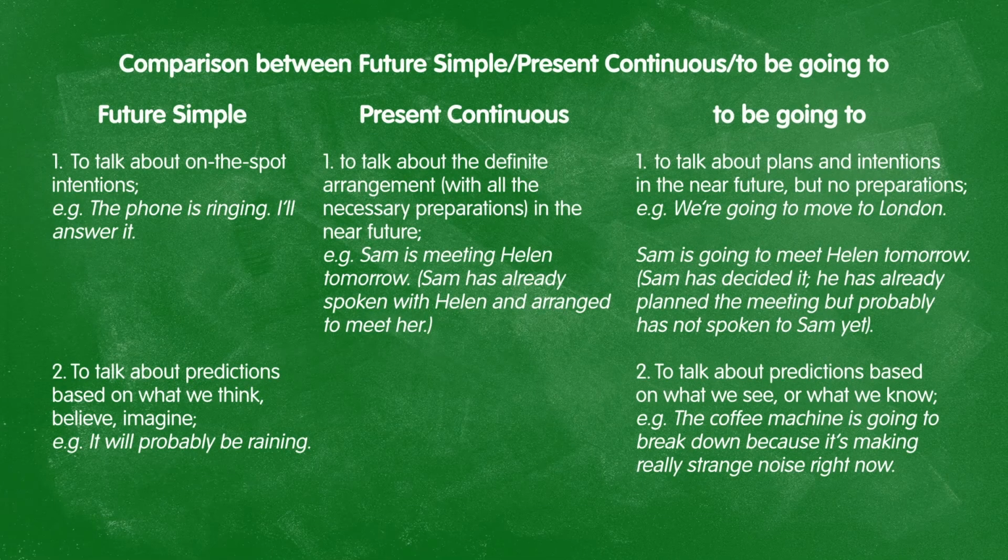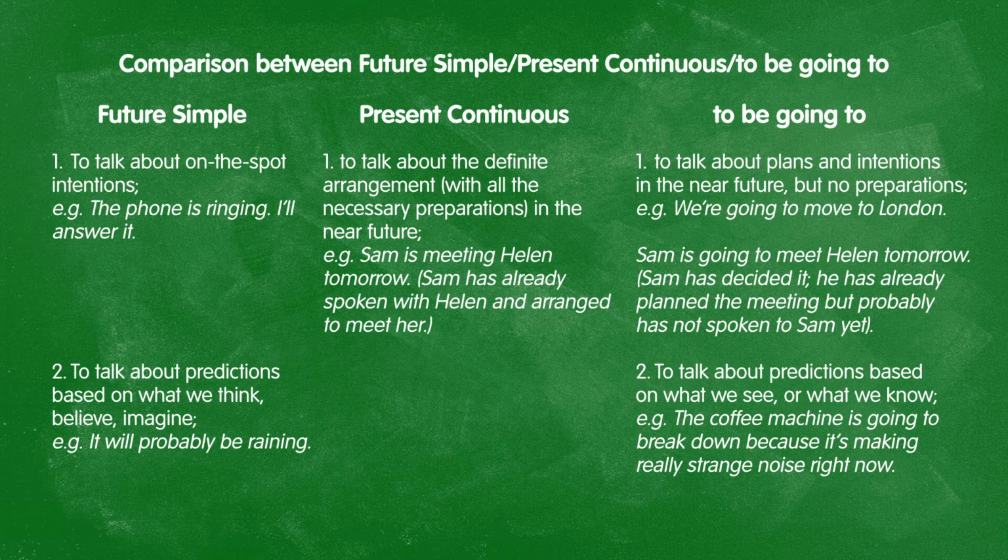So, now let's sum up the cases of usage of the future simple, the phrase to be going to, and the present continuous tense by looking at Table 3. One example where we can use the future simple tense is talking about on-the-spot decisions, for example, the phone is ringing. I'll answer it. Or to talk about predictions based on what we think, believe, feel, or imagine. It will probably be raining later.